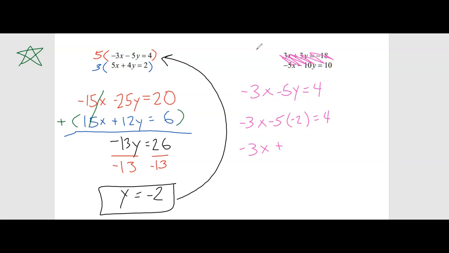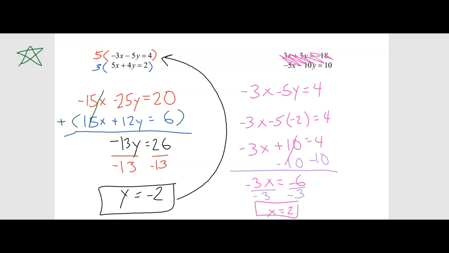So I just do some simplifying here. So I get negative 3x is equal to negative 6. Divide both sides by negative 3. And I get x is equal to positive 2. So x is equal to positive 2, y is equal to negative 2.